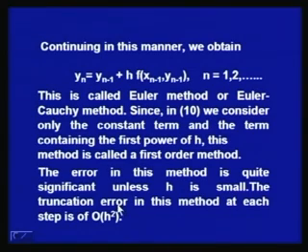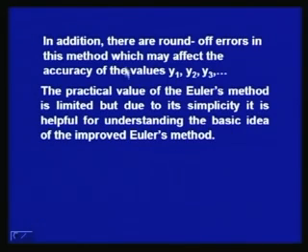Since we have neglected all terms containing h square and higher powers of h, the truncation error in this method at each step is of order O(h square). Now, in addition to this truncation error, there are round off errors as well in this method, which may affect the accuracy of the values y1, y2, y3 and so on. The practical value of Euler's method is limited, but due to its simplicity, it is helpful for understanding the basic idea of the improved Euler's method, which we shall be discussing now.